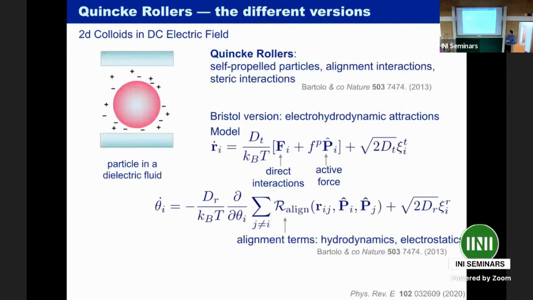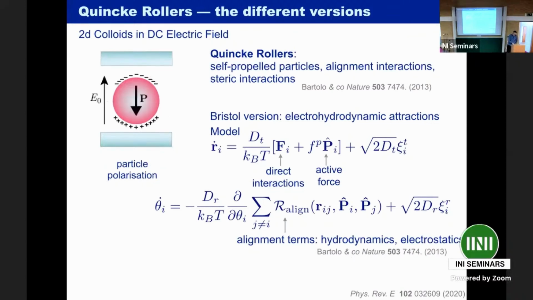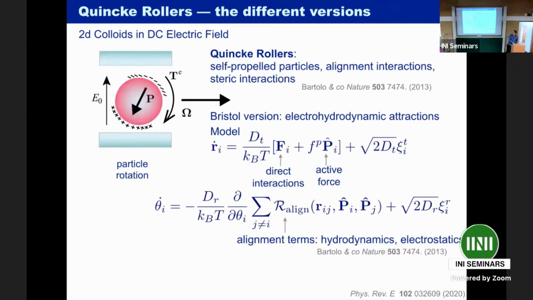What actually happens with the Quincke rollers in the context of active matter was originally studied by Denny Bartolo about a decade ago now. The idea is to have a particle in a dielectric fluid, we apply an electric field, the particle polarizes, and above a critical field strength the particle starts to rotate. If we apply enough field, the particle rolls, and it's intrinsically a two-dimensional system because the particle is on the substrate, and they are rolling in some direction.